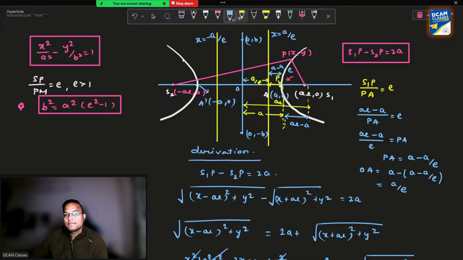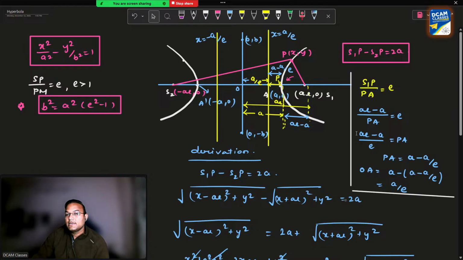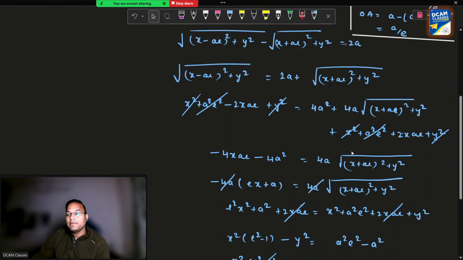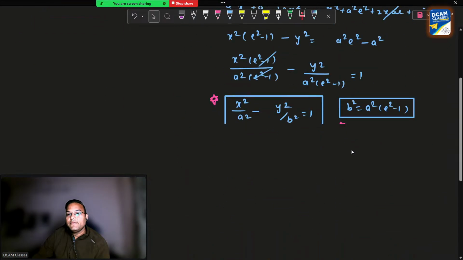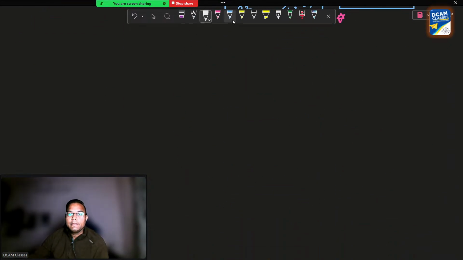Yes, sir. In the same way, if you remember, I have done it in the ellipse also. But you forgot. When you revise, I will recommend you keep ellipse and hyperbola both side by side. Compare them, you will find them very similar. In the same way, let me draw another diagram.